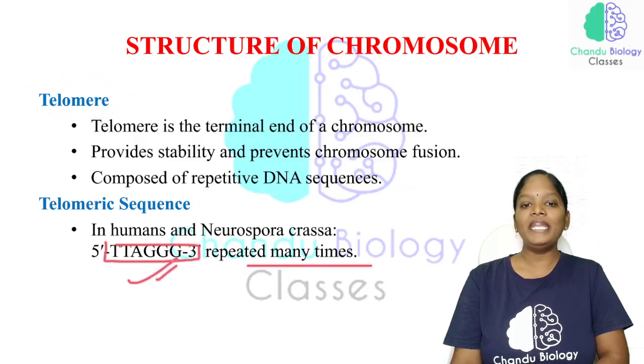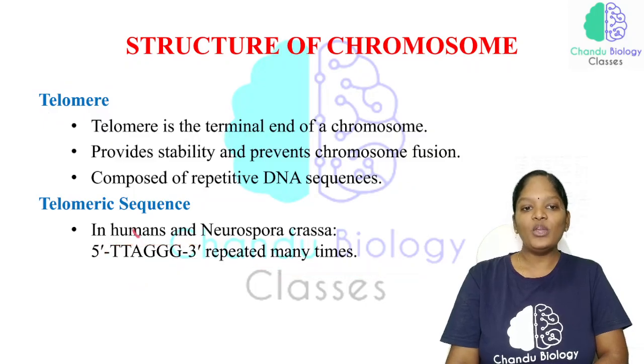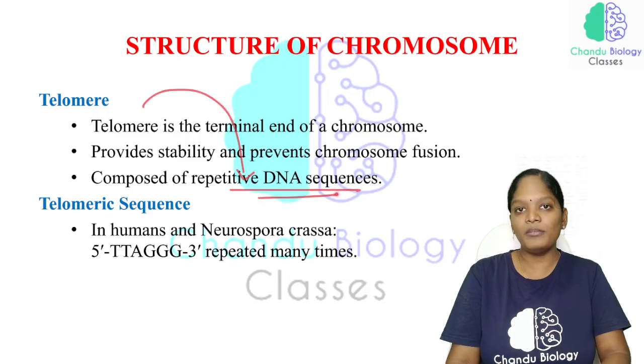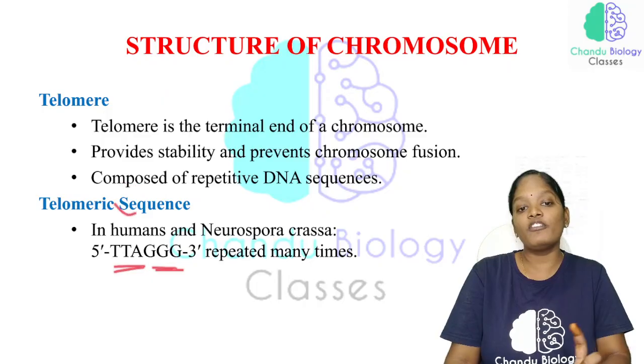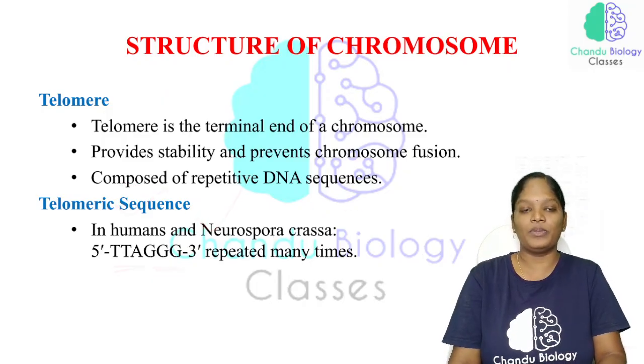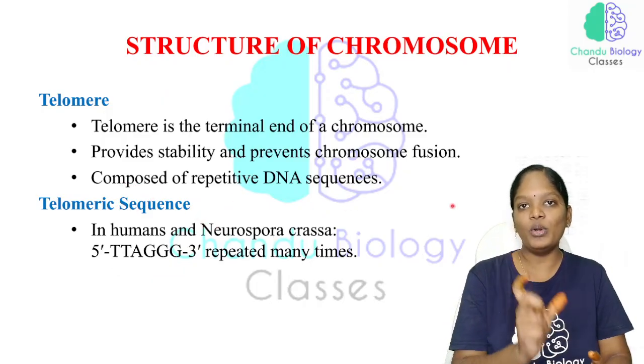Okay, so repeated many times. In humans and Neurospora crassa, which is a fungus, the telomere we have studied has repetitive DNA sequences. And what are those repetitive DNA sequences? TTAGGG in the case of humans and Neurospora crassa. These are all very important statements.